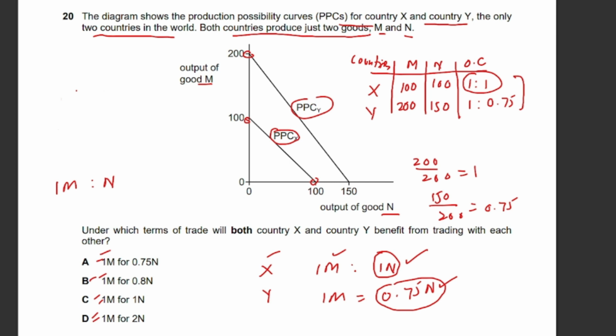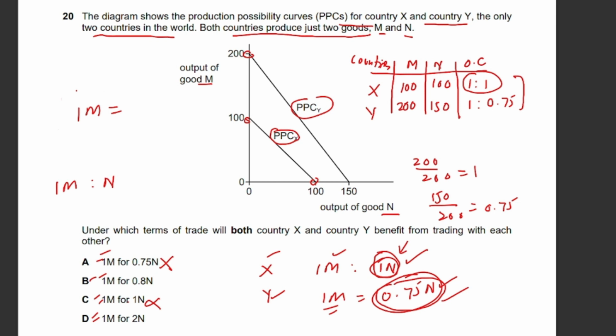So the opportunity cost of 1 M should be in between 1 and 0.75 N. They will not accept 1 M for 0.75 N. 1 M for 1 N is not possible, because if country X can produce 1 M against 1 N, then it will never offer the entire quantity. Similarly, if country Y itself can produce 0.75 N against 1 M, then it will not accept 0.75.